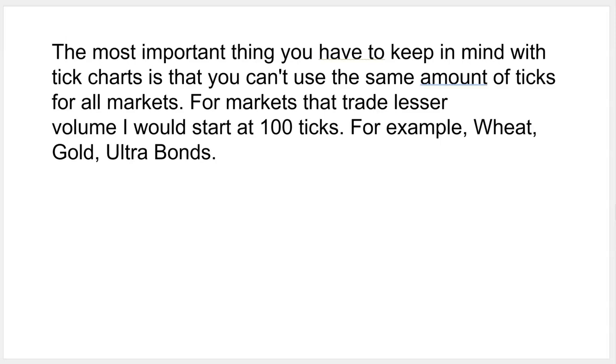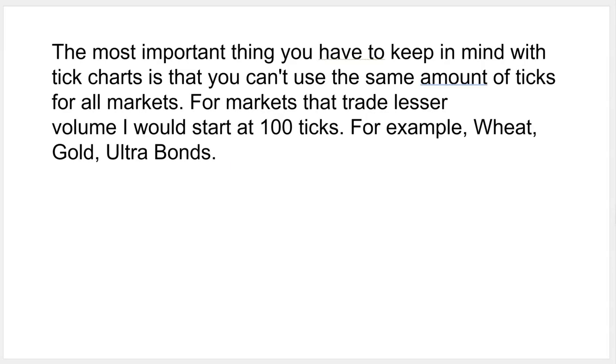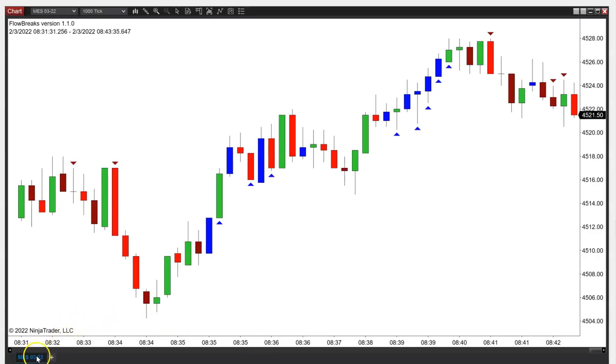So let's take a look at some charts, just to give you an idea. I'll pull up a chart. This is an MES chart, but I'll talk about the low volume markets, right? The wheat, the gold, the ultra bonds. All right, let me go back to my chart. Here we go. I'll just use this. So this is a 1,000 tick MES chart. MES trades over 1 million contracts a day.